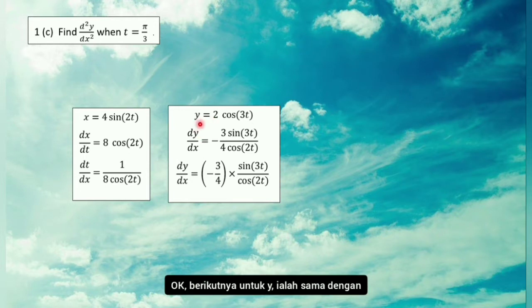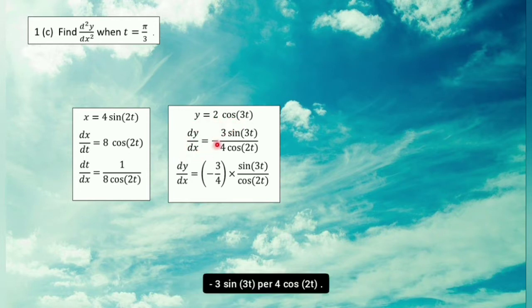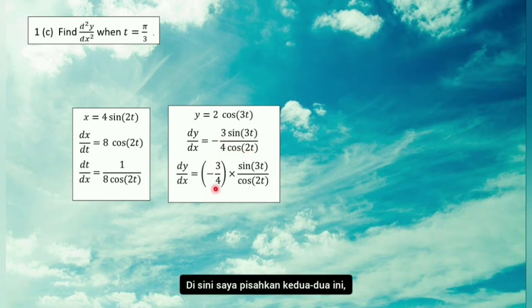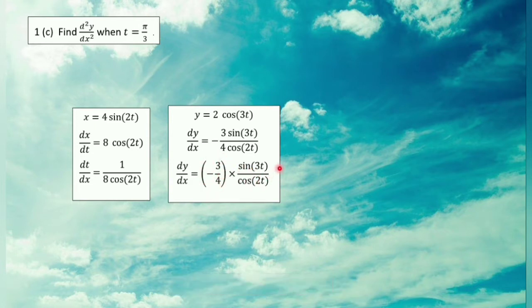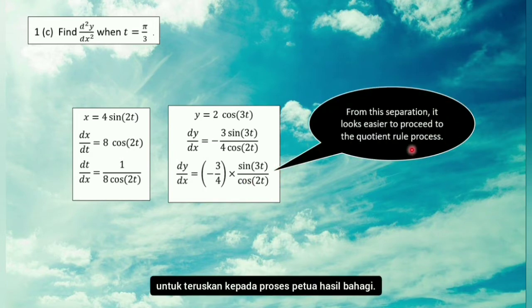Next, for y equals 2 cos 3t, we differentiate 2 cos 3t, and dy over dx will be negative 3 sin 3t over 4 cos 2t. Here I separate these two: negative 3 over 4 in a bracket times sin 3t over cos 2t. From this separation, it looks easier to proceed with the quotient rule, where we can see which one is u and which one is v.